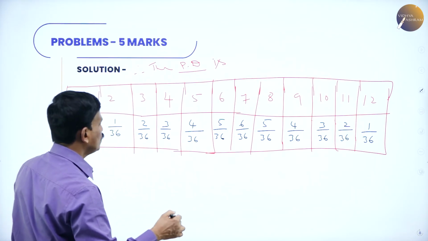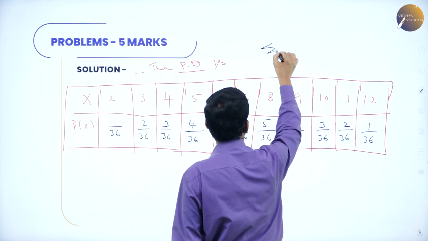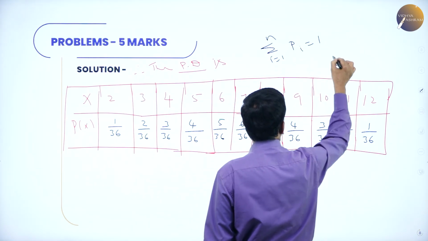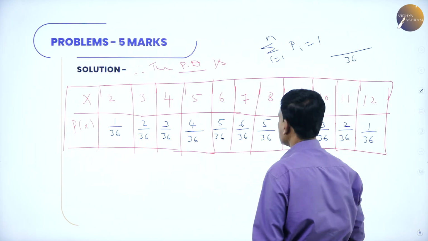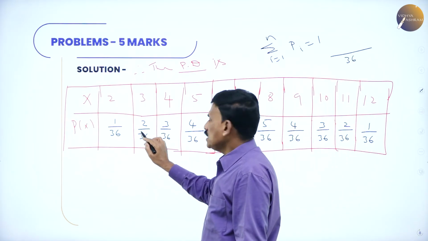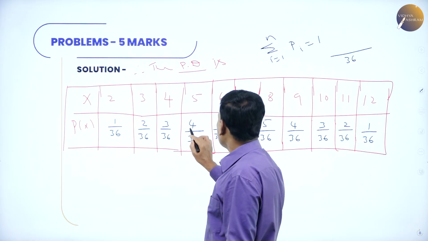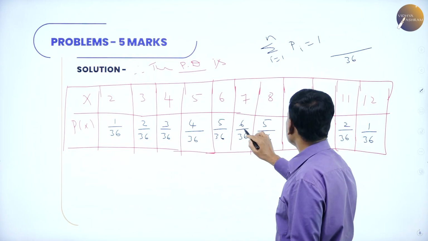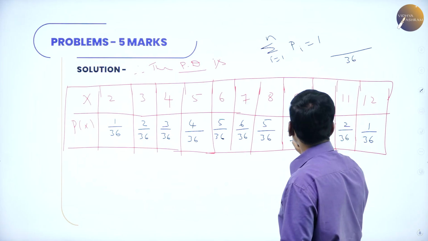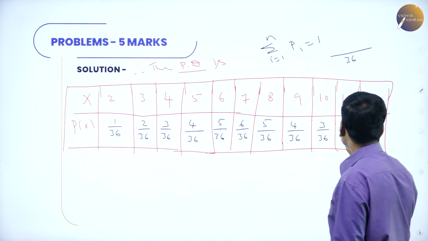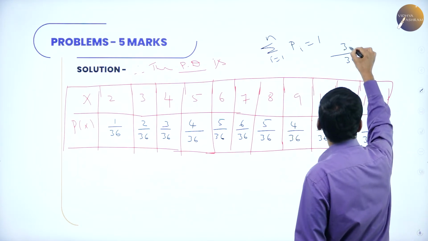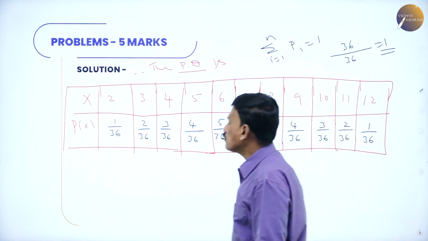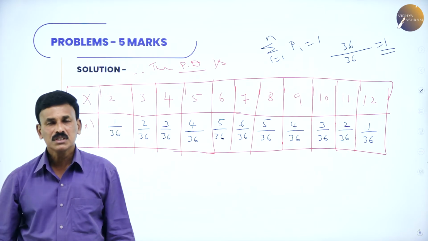So if you want, you can verify. For verification, sigma i is equal to 1 to n, P of i is equal to 1. Take LCM, 36 is the LCM. Add 1 plus 2, 3, 3 plus 3 is 6, 6 plus 4 is 10, 10 plus 5, 15, 15 plus 5, 20, plus 6 is 26, plus 4 is 30, 33, 35, 36. 36 by 36 is 1. Okay, this is the probability distribution table.